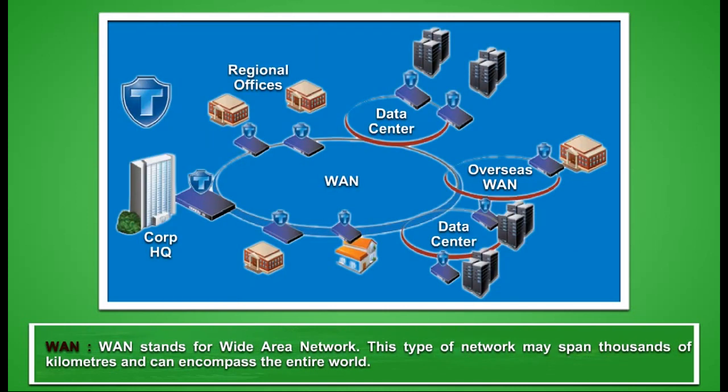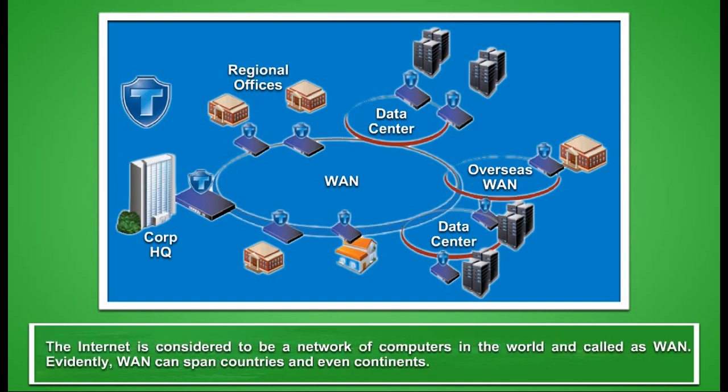WAN. WAN stands for Wide Area Network. This type of network may span thousands of kilometers and can encompass the entire world. The Internet is considered to be a network of computers in the world and is called a WAN. Evidently, WAN can span countries and even continents.